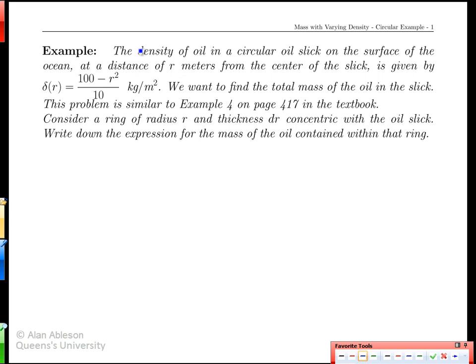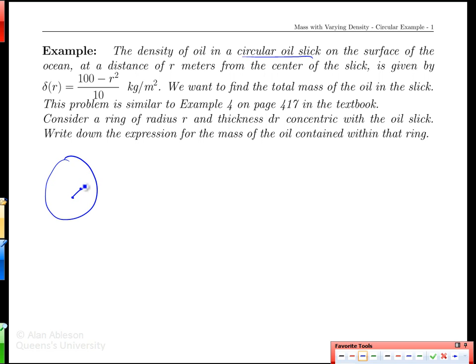We now consider a two-dimensional example. We imagine a circular oil slick that's on the surface of the water, and like many oil slicks, it would have different densities of oil. In particular, the density of oil would be high near the center, and then it would decrease as you move outwards. So we have a circular oil slick, and the density depends on the radius, or the distance from the center out to some point.